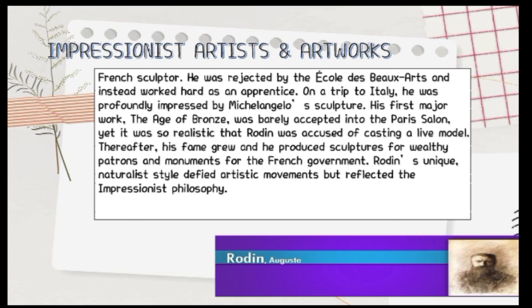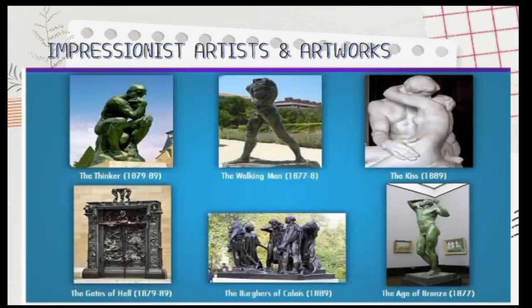Rodin's unique, naturalist style defied artistic movement but reflected the Impressionist philosophy. He was generally considered the founder of modern sculpture. He was schooled traditionally and took a craftsman-like approach to his work. Rodin possessed a unique ability to model a complex, turbulent, and deeply pocketed surface in clay.